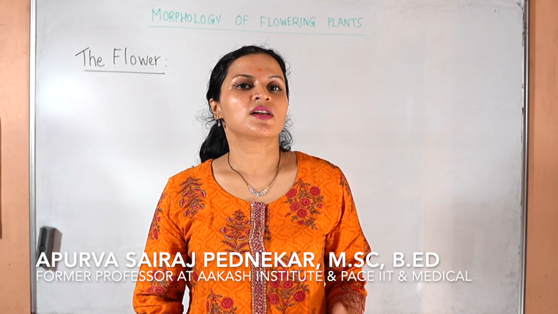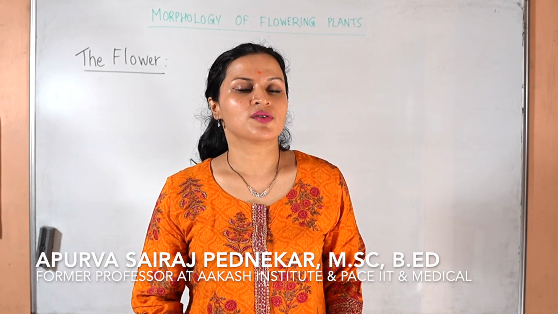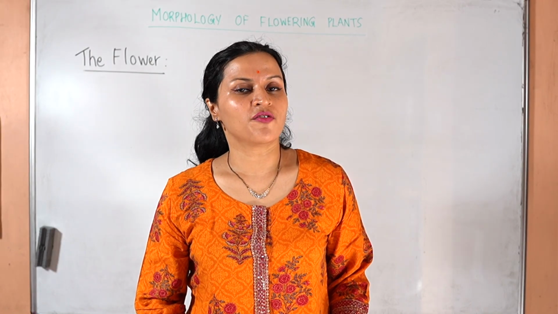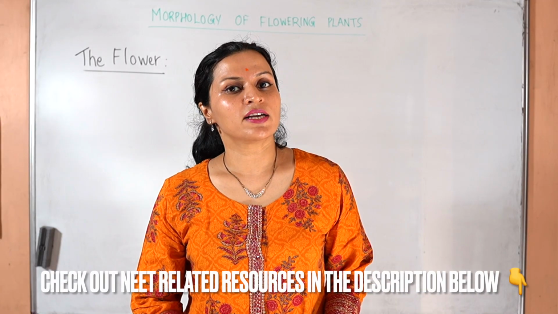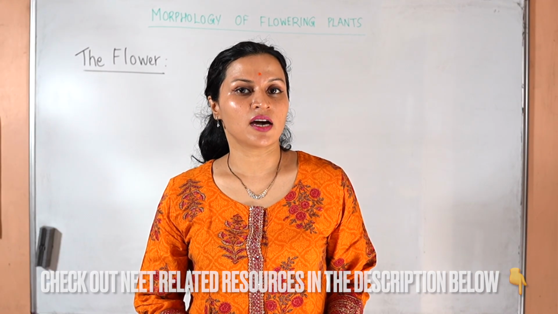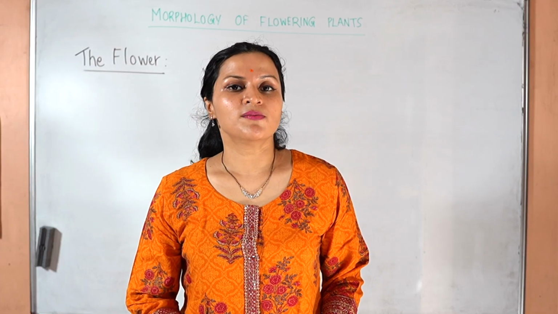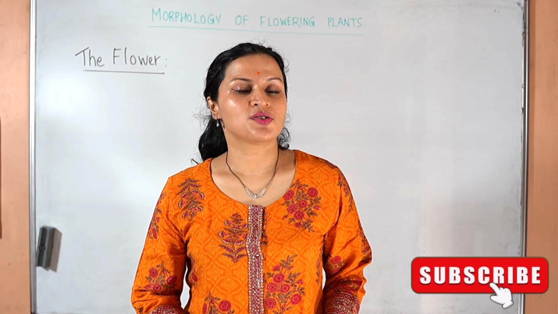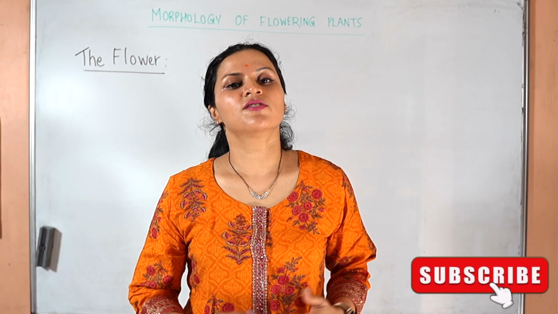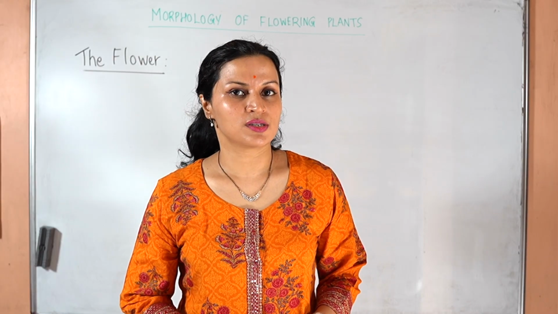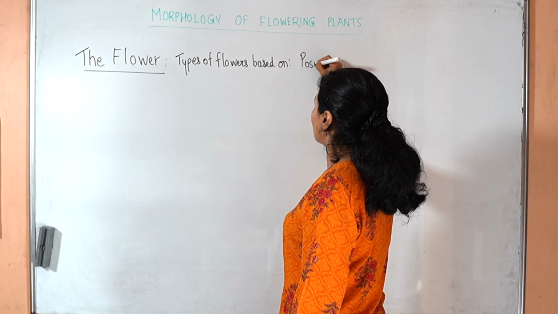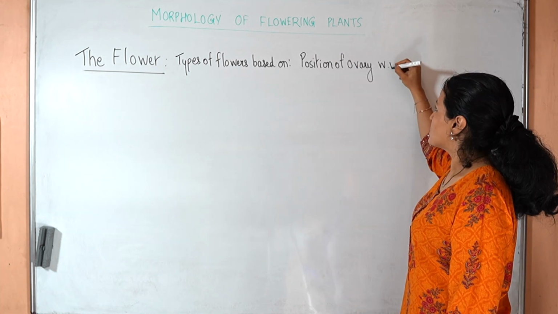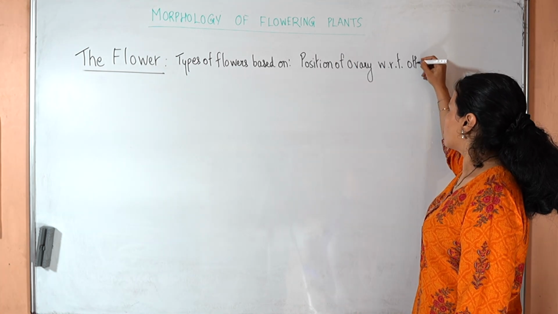Students, in the previous class we saw different types of flowers based on their symmetry, based on the presence or absence of bracts, based on the number of the floral whorls. In this lecture as well, we will look at another type of flowers. These are the types of flowers based on the position of the ovary with respect to the other floral whorls.